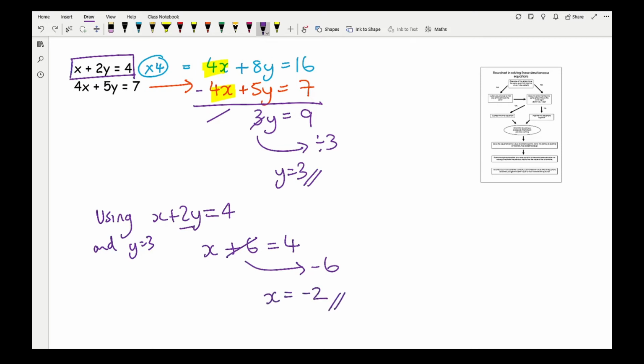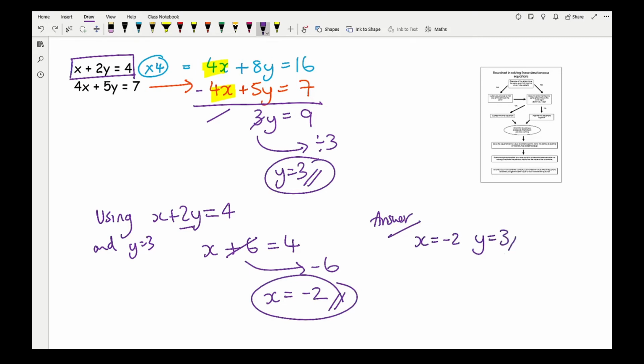Now again, your answers could be positive, could be negative. Again, it all depends on what level the question is written at. So your final answer is going to be these two values. So x equals minus 2 and y equals 3.